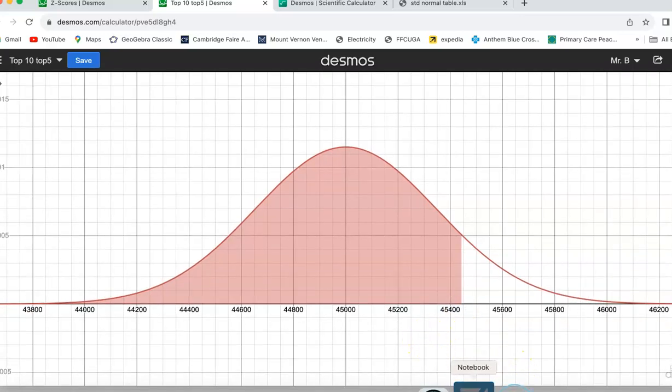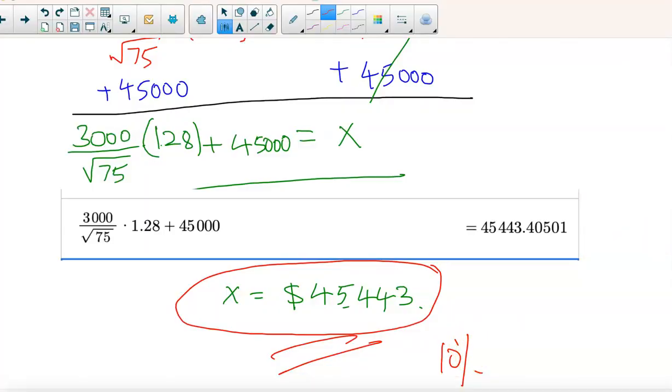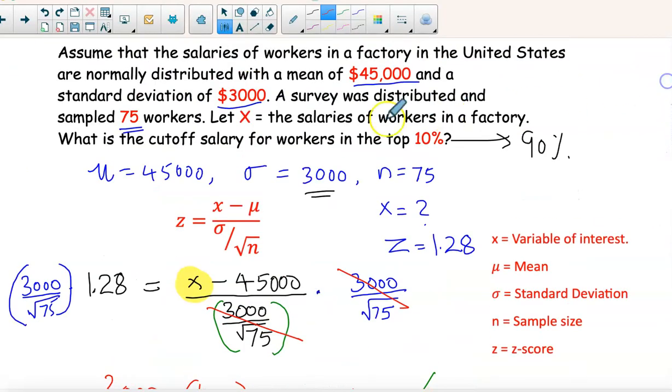Okay, so I hope this helps. How do you find the x values in this given scenario? You have a mean, you have standard deviation, the sample size, and whatever value you are looking for, whether it is top 10% or 5%. If it is 5%, I'll go to that 0.9500. So that's how you can answer these problems.